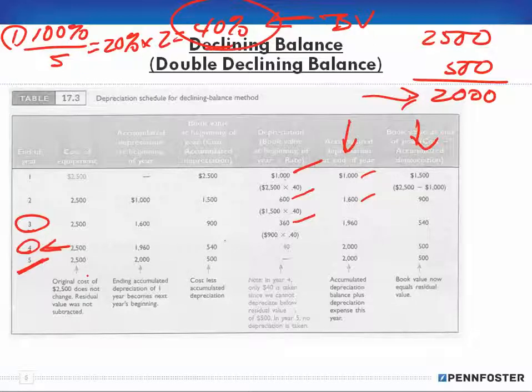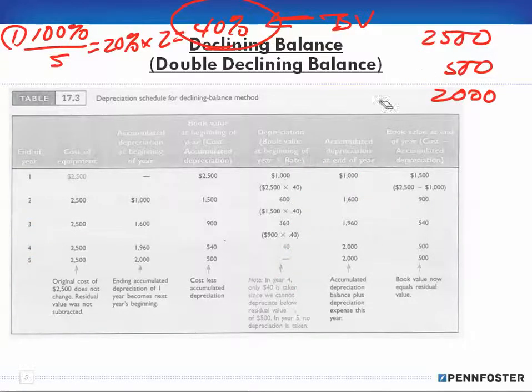Okay. Well, what do I do with year 5? Well, year 5 has 0 in depreciation, right? Because I had already maximally depreciated my asset, and I did that by using the declining balance and taking the most in year 1, and then working my way down.